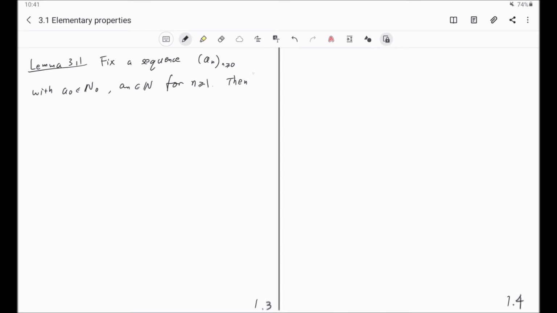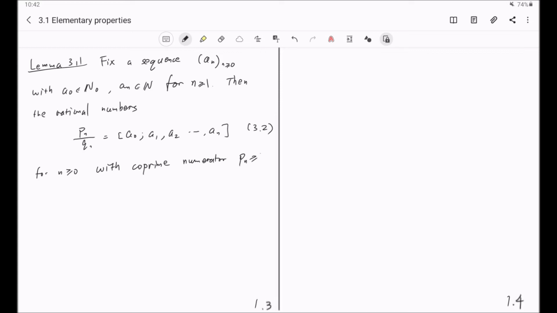Then the rational numbers p sub n over q sub n, which is defined to be a0, a1, a2, all the way through a sub n, and this equation is 3.2, for n greater or equal to 0, with, this is important, coprime numerator p sub n greater or equal to 1, and denominator q sub n greater or equal to 1, can be found recursively from the relation given by the following product of matrices.